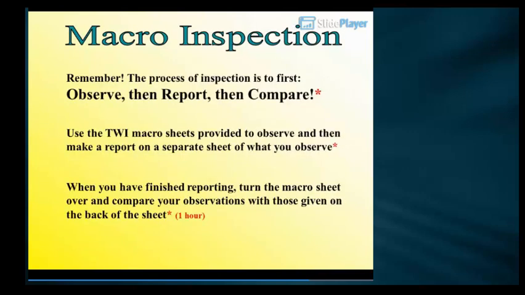Macro inspection. Remember, the process of inspection is to first observe, then report, then compare. Use the TWI macro sheets provided to observe and then make a report on a separate sheet of what you observe. When you have finished reporting, turn the macro sheet over and compare your observations with those given on the back of the sheet. 1 hour.